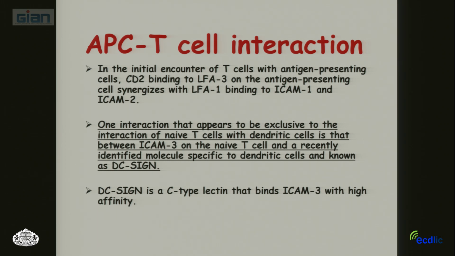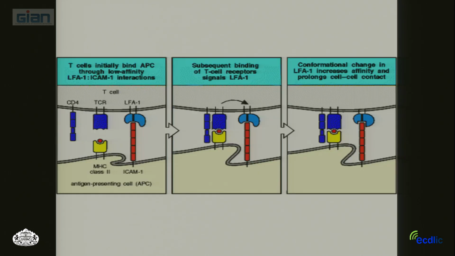DC-SIGN is again a marker which we utilize to phenotype differentiated dendritic cells, and antibodies are also available for flow cytometry for that. DC-SIGN is a C-type lectin that binds to ICAM3 with a high affinity.